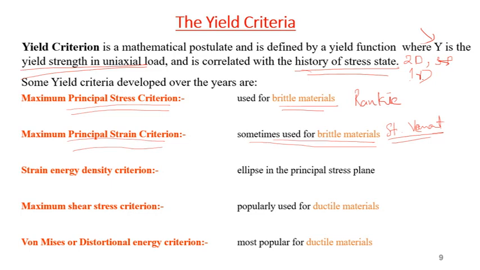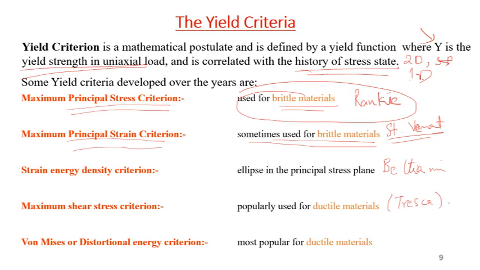Then we have the strain energy density criteria. That was proposed by Beltrami, but it is not widely used because it has some drawbacks. So the most commonly used for brittle material is my maximum principal stress criteria. Now, for ductile material, there are two most popular criteria. The first one is the maximum shear stress criteria, also known as the Tresca criteria, proposed by Tresca.